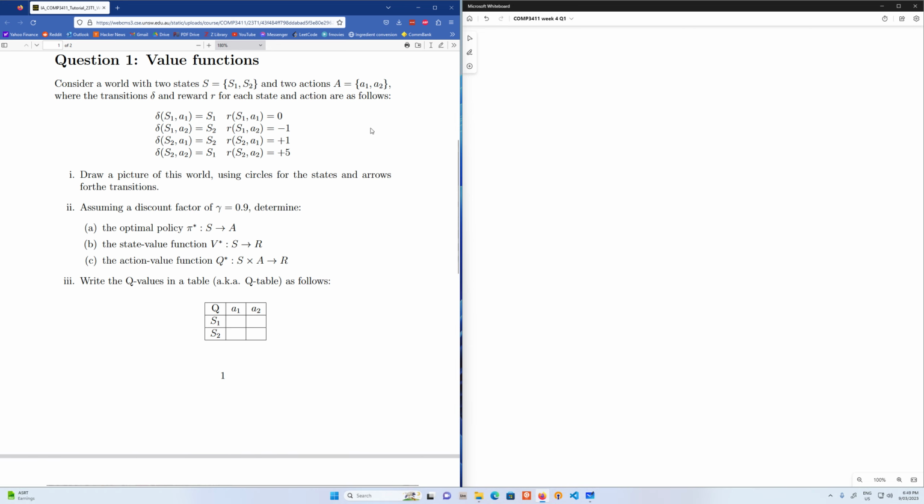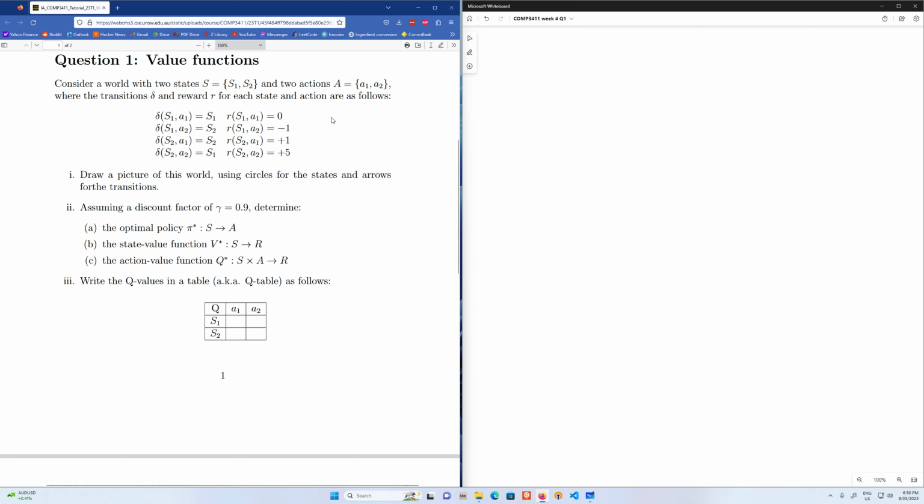So looking at question 1, we're going to think about value functions. Now they've given us a text description of a world which contains two states, S equals S1 and S2, and there's two actions that we can take represented over here, A equals A1 and A2. We've also got a transition function delta and a reward function R.